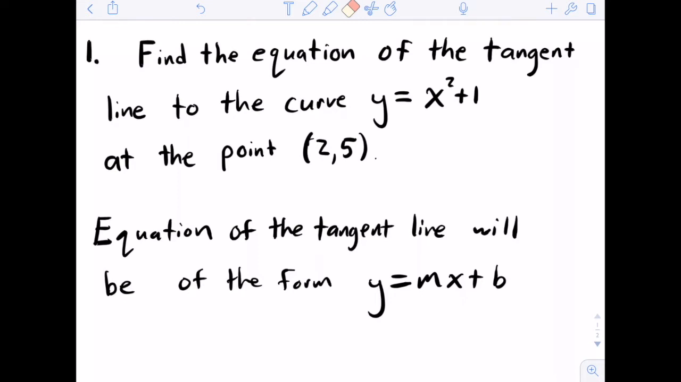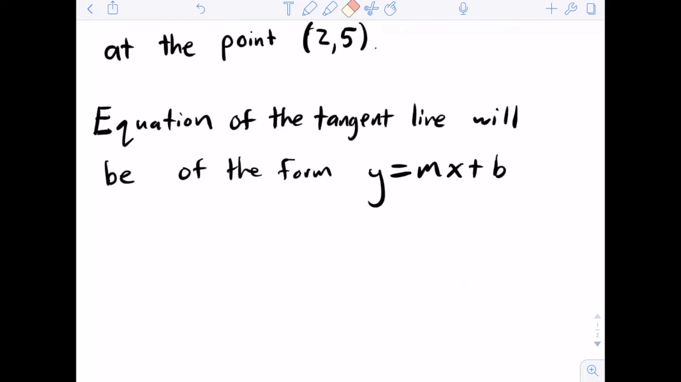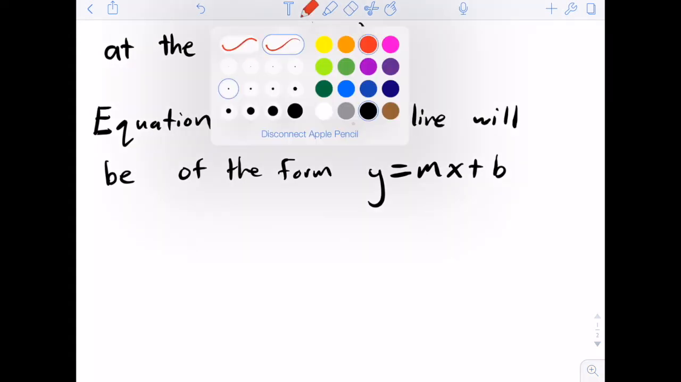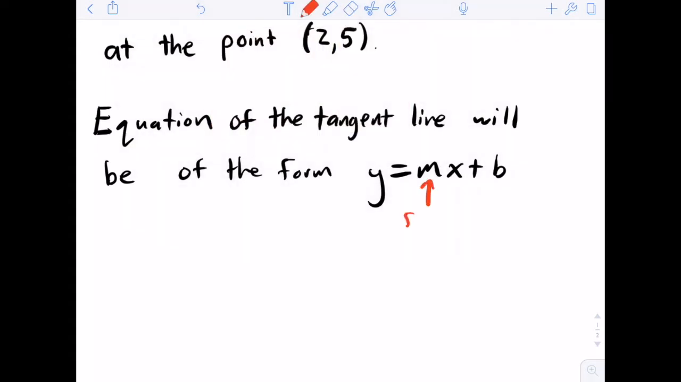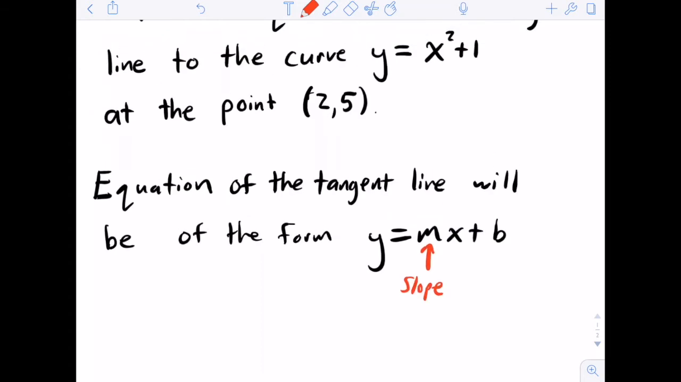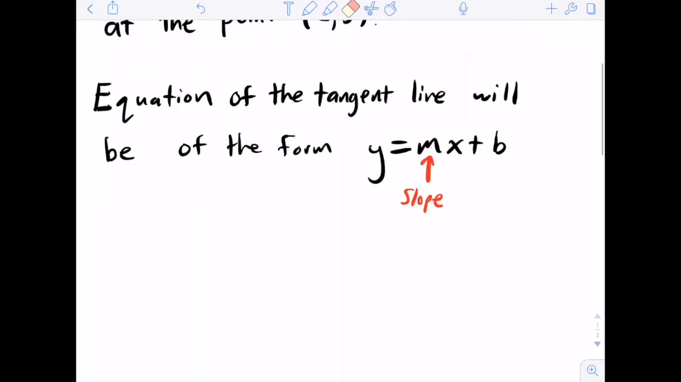The way we're going to do this is, first, we have to remember, what is the m? Well, the m is the slope. And how do we calculate the slope of a tangent line? We use the derivative of the original curve. The derivative at that point gives us the slope of the tangent line, not the equation, but the slope. So we need to take the derivative of this function y and use that to figure out the slope of the tangent line. Then we're going to use the point slope formula in order to figure out the rest of the equation.